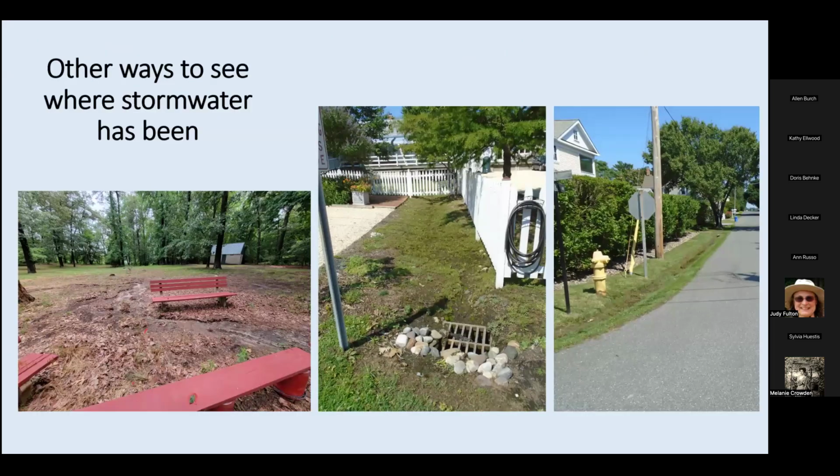Now, there are other ways that you can see where stormwater has been, and we're going to take these 3 photographs, run through them, and dissect them a little bit. So, you get, we'll call them stormwater eyes, for lack of a better word, that when you go out on a property, you can look around and say, I think I know what's taking place here.